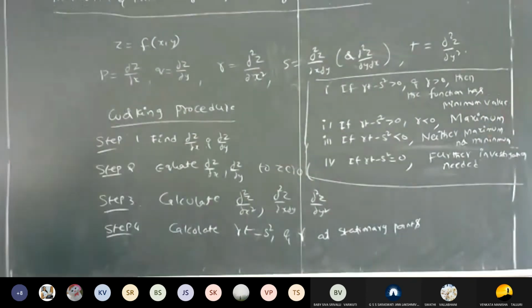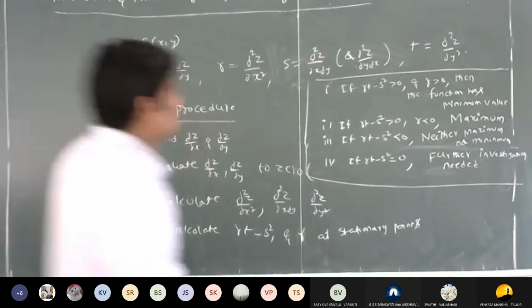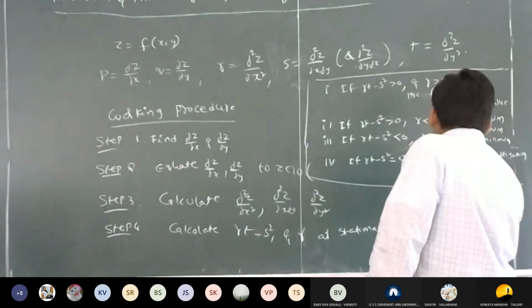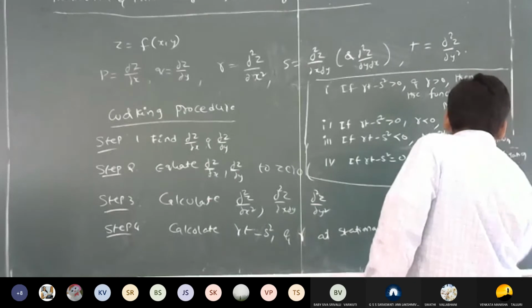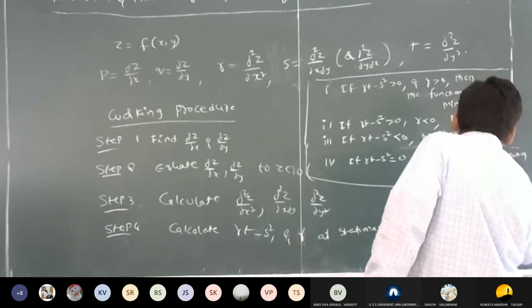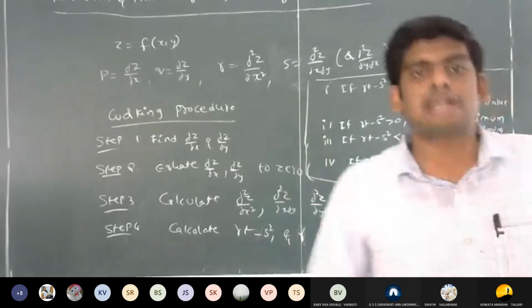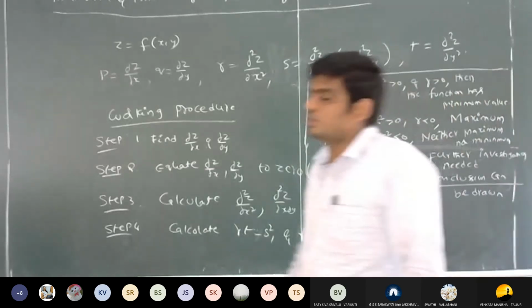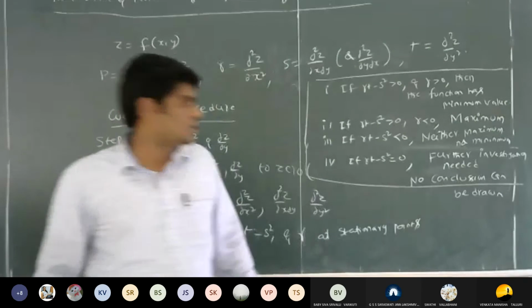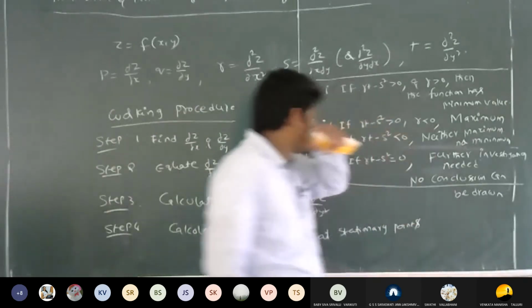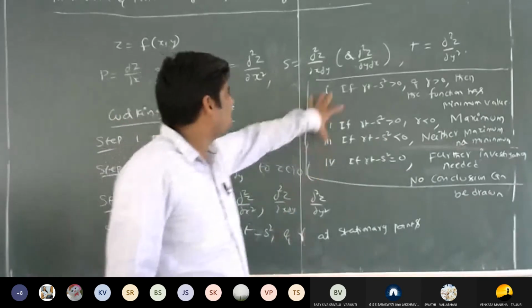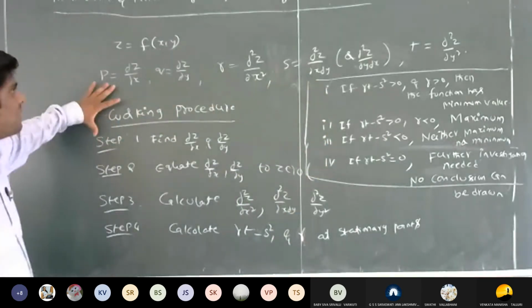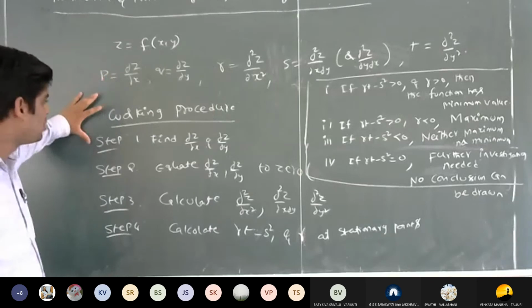That is the case RT minus S square is equal to 0, right? Or you can also write it as no conclusion can be drawn. That means we cannot say whether the function has a maximum value or minimum value, neither maximum nor minimum. Because of that, this case is called no conclusion can be drawn. This is the process for calculating the maximum and minimum values of a function of two variables.